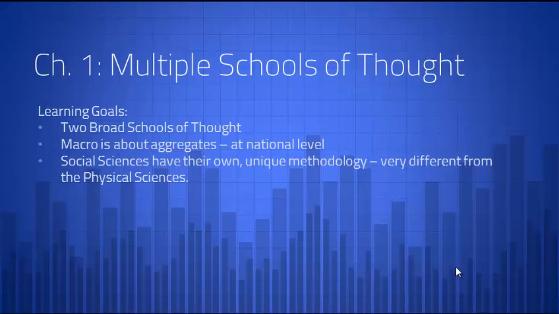Macro is about aggregates. Macroeconomics deals with the big picture, not individuals. And the third point is that the methodology of social science is very different from that of the physical sciences. We can't really apply equations and formulas and laws, because human beings are not subject to deterministic laws.